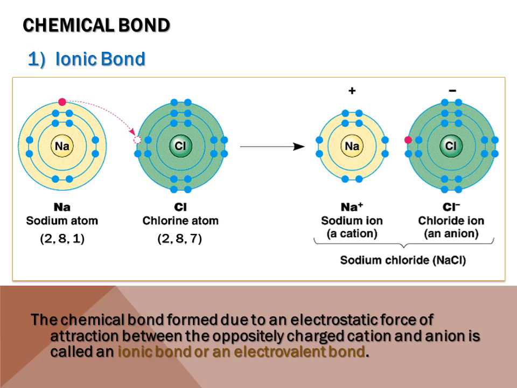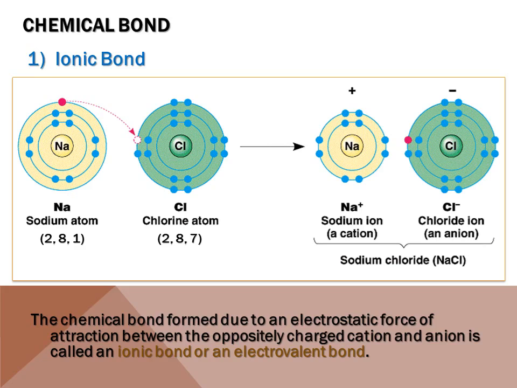The chemical bond formed due to an electrostatic force of attraction between the oppositely charged cation and anion is called an ionic bond or an electrovalent bond. The compound formed by means of one or more ionic bonds is called an ionic compound. Formation of the ionic compound sodium chloride from the elements sodium and chlorine is shown in this diagram. Now let us try to see how this ionic bond is formed.